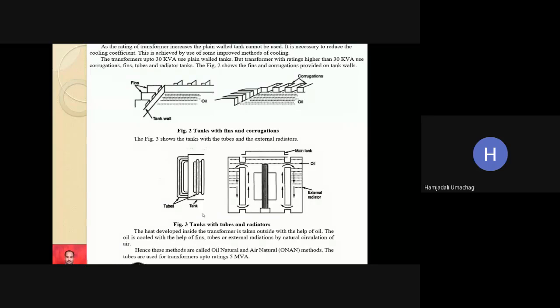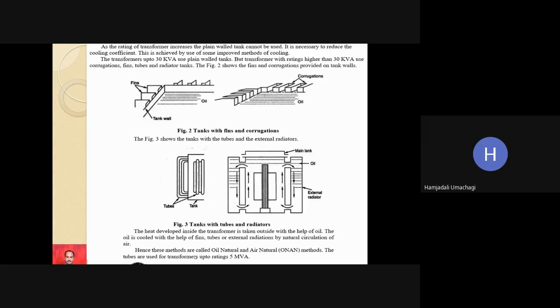Whatever oil is heated, by the time it reaches the fins, corrugations, or tubes, apart from the heat exchange that takes place, air is also going to cool that hot oil. So this is how we can cool the transformer very effectively for transformer ratings of more than 30 kVA.